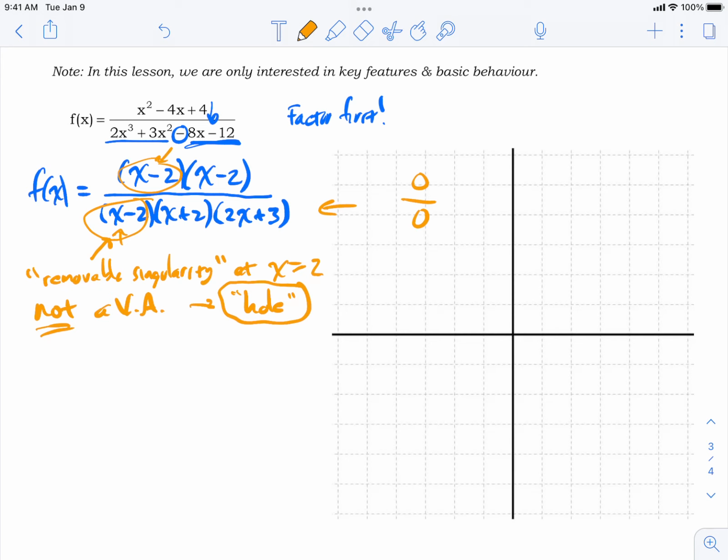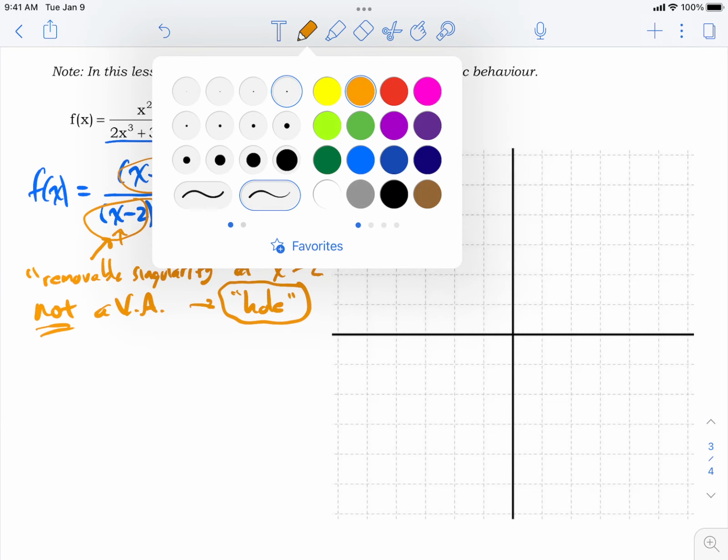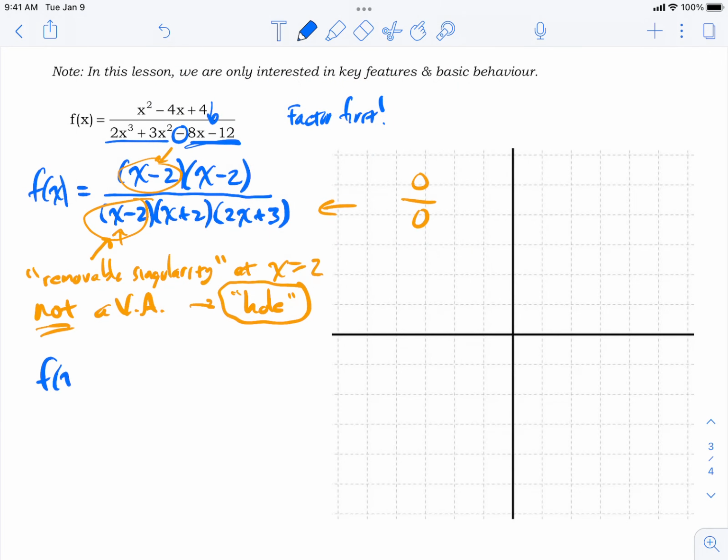So what is our function then? Our function is this. The function that we're really trying to graph is this one. Do that cancellation.